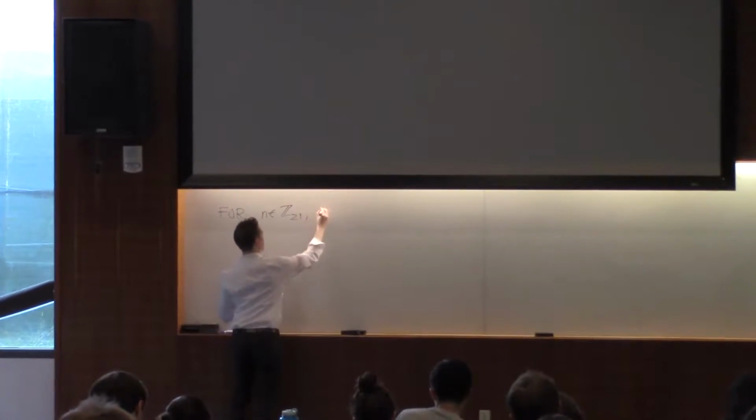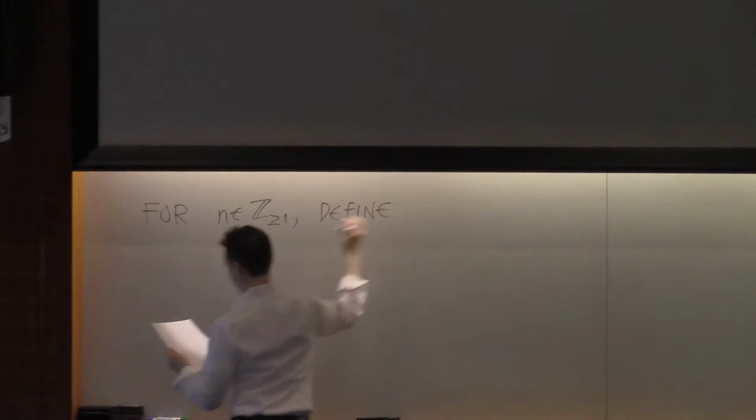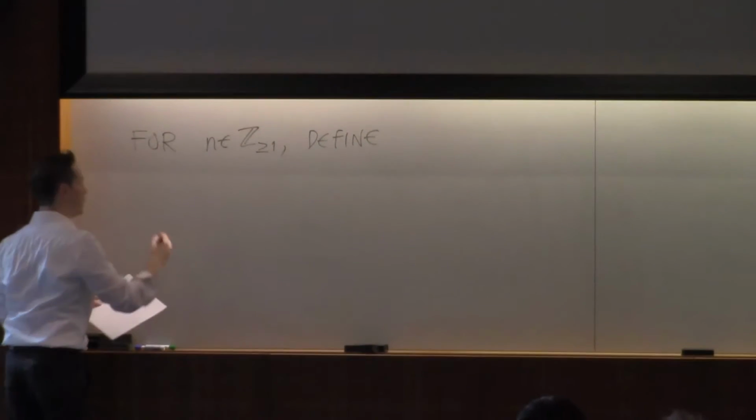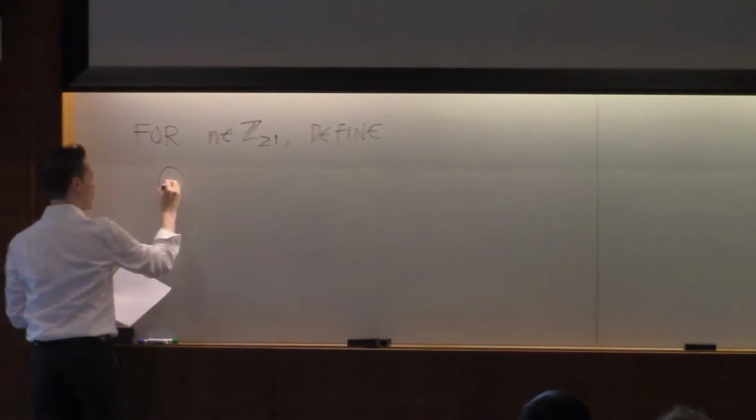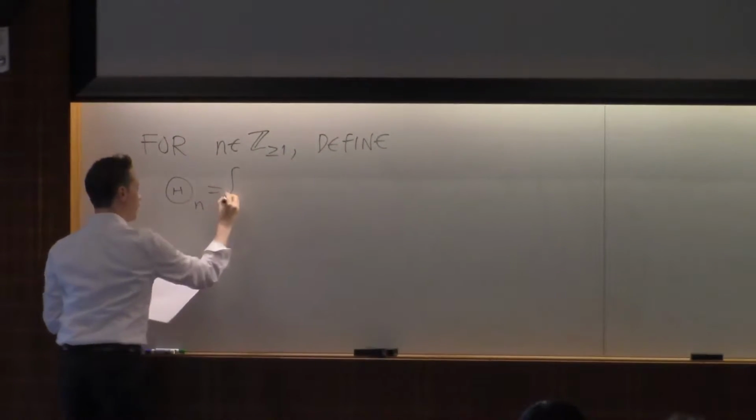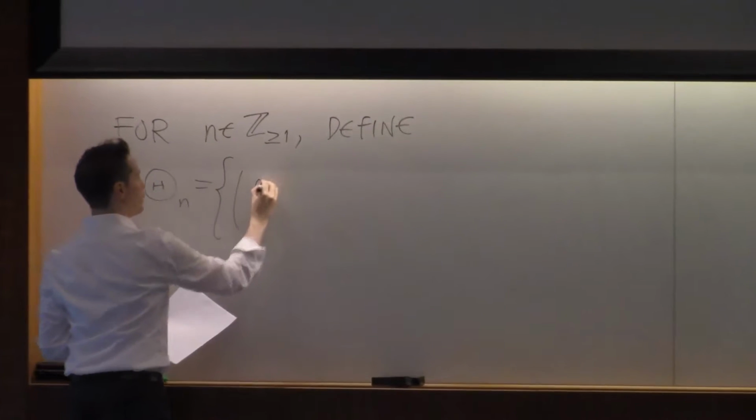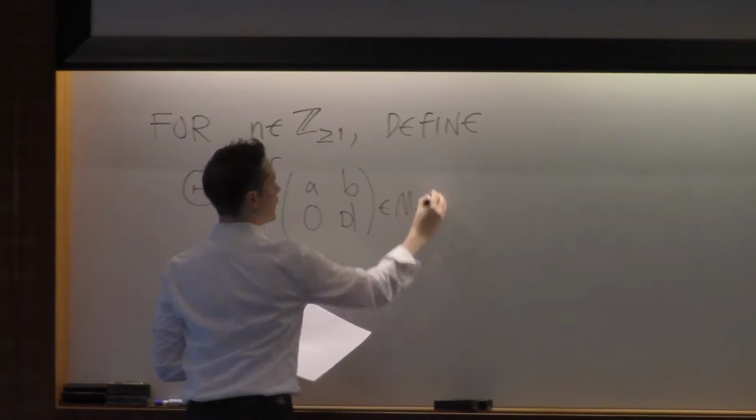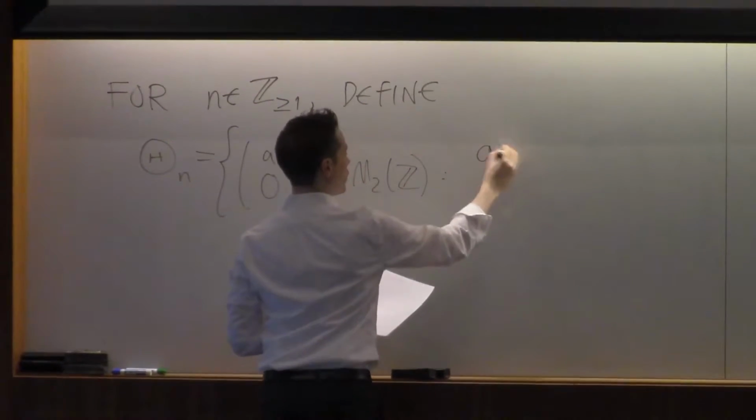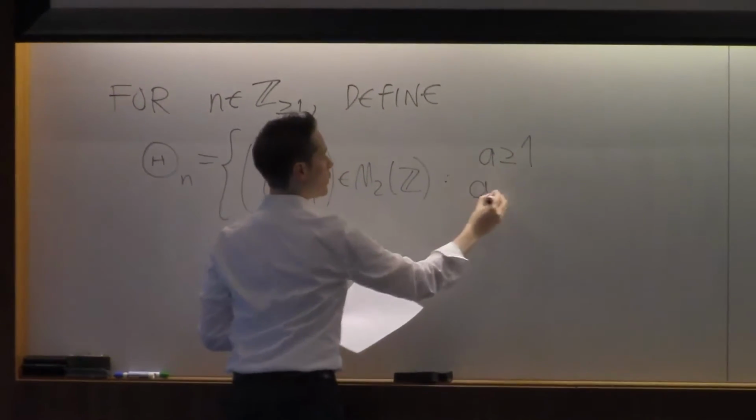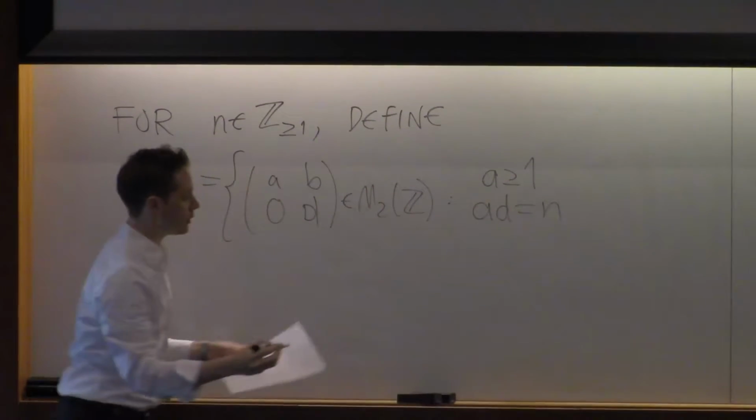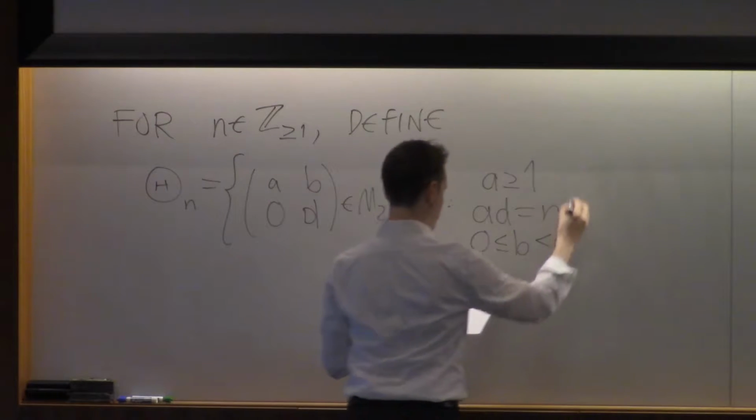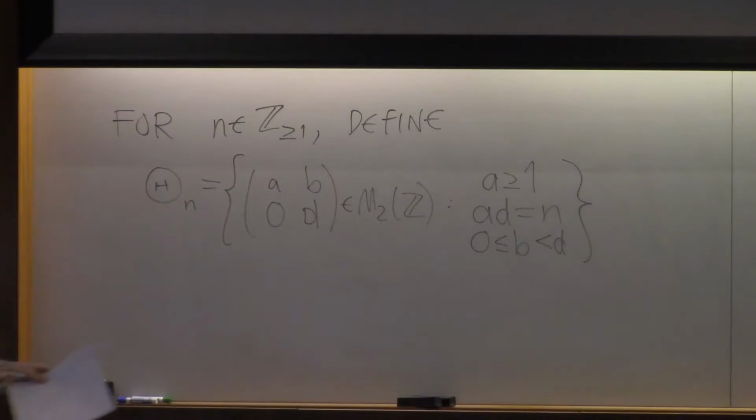So for a positive integer n, we define a set of matrices, which are the set of matrices of determinant n up to left multiplication by an invertible matrix. I'm going to call this fat theta of n, and explicitly these are the matrices (A, B; 0, D) in M2(Z) with A greater than or equal to 1 for normalization purposes, AD equals n, that's the determinant, and 0 less than or equal to B less than D. So that's the set of matrices.